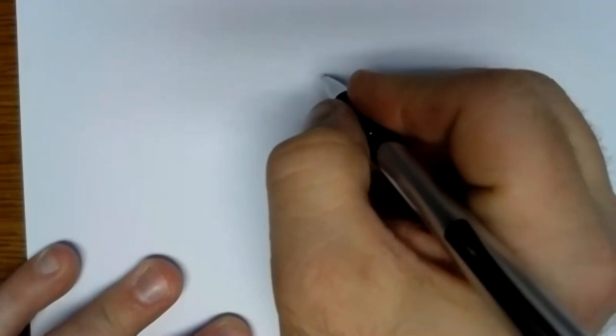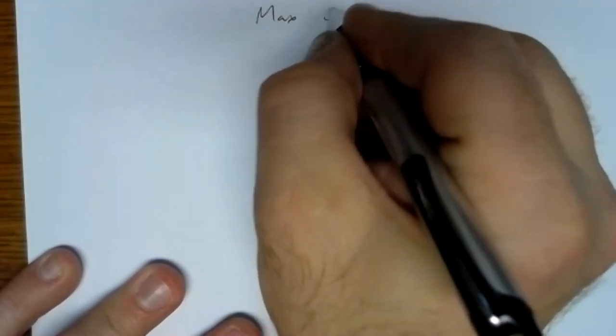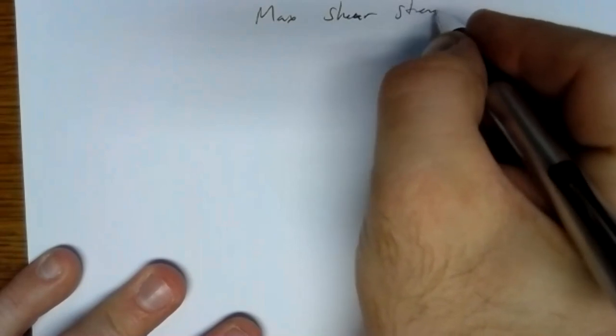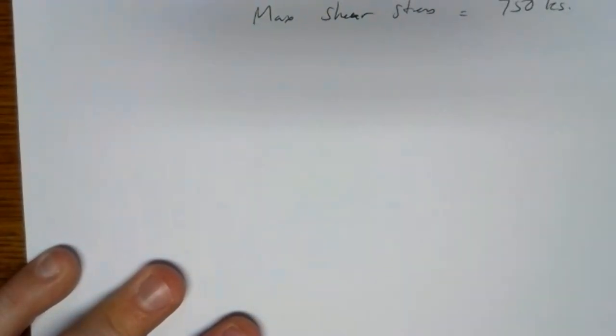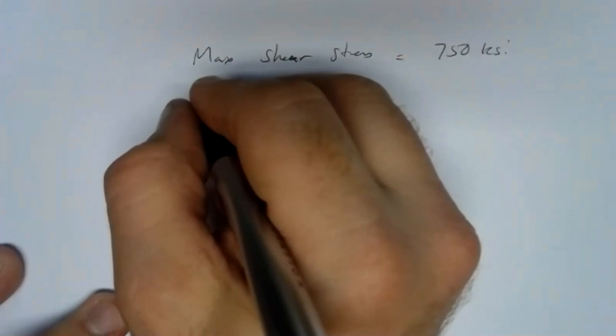So let's take a look at the problem here. So the problem was we have a special rivet that has a max shear strength of 750 ksi, which is a pretty high max shear stress. 750 ksi is about 10 times more than some of the typical materials out there. We're supporting a load of 1,000 kips.